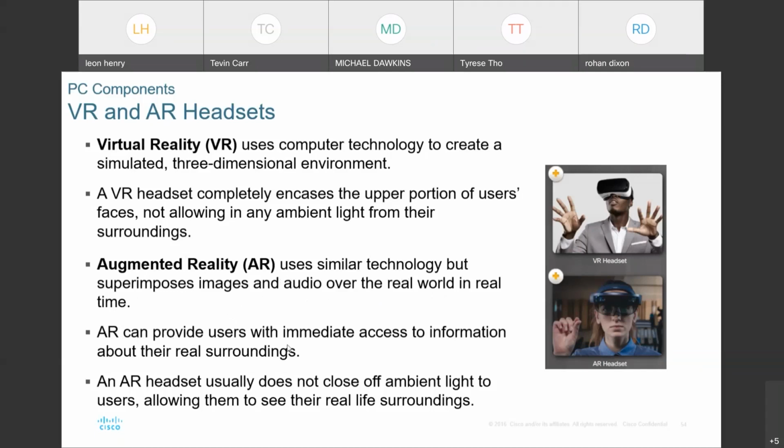AR can provide users with immediate access to information about their real surroundings. An AR headset also usually does not close off ambient light to the user. So you are not closed off from the light that is in your environment. You can see what is happening in real life in front of you. It's just that the augmented reality superimposes whatever video, whatever image, whatever audio is happening right there and then.